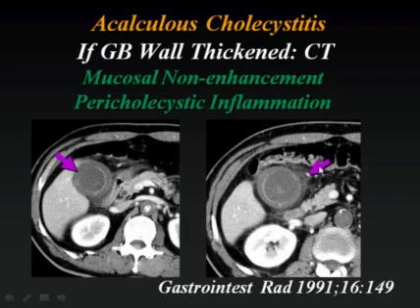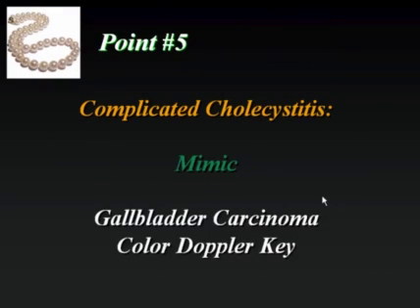And look at the pericholecystic inflammatory changes. Those findings are very specific for acalculous cholecystitis. And at that point, depending upon whether there are abscesses around the gallbladder, your options are cholecystectomy or percutaneous cholecystostomy. Now, I want to just conclude by talking about some mimics of complicated cholecystitis.